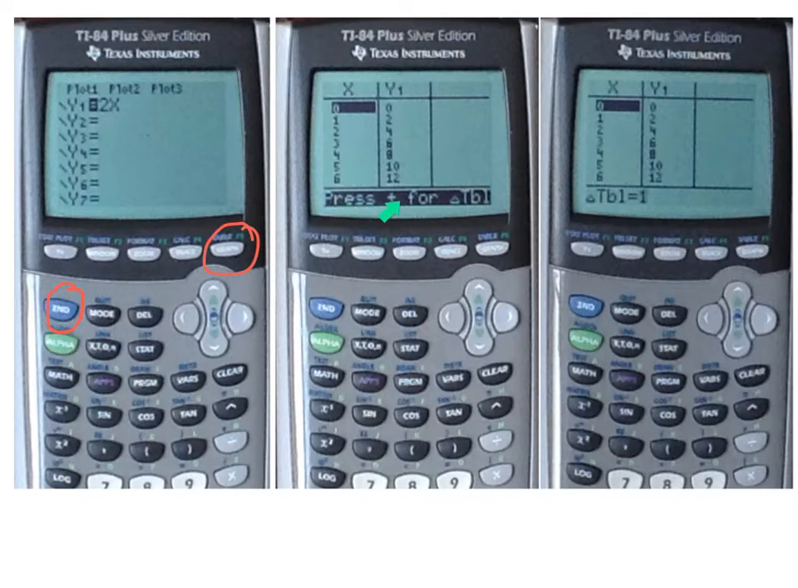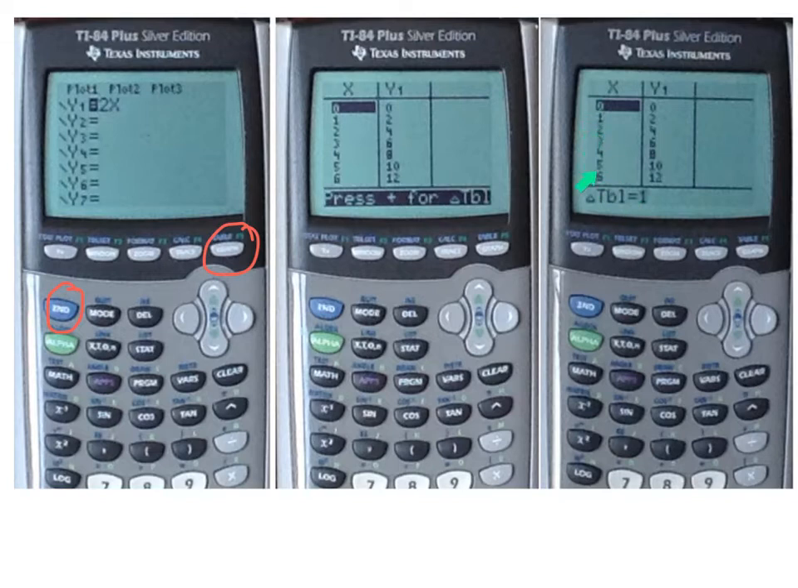But I want you to notice something written here at the bottom. It says press plus for delta table. That means to change the interval of your table. So all we have to do is press our plus key, and it tells us here at the bottom, I've pressed the plus key, and it says, okay, your table's changing by 1.